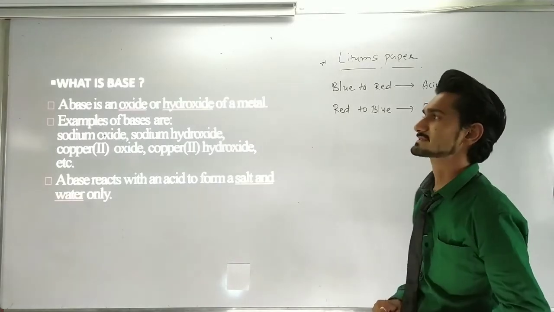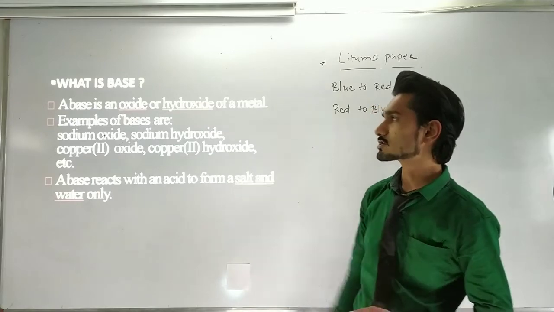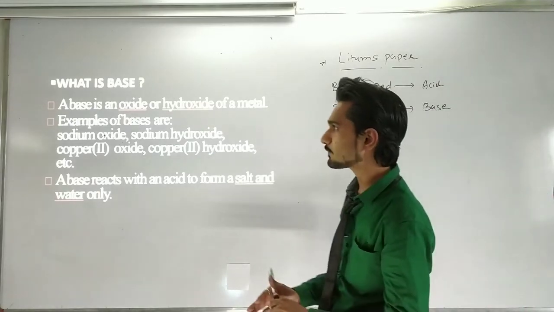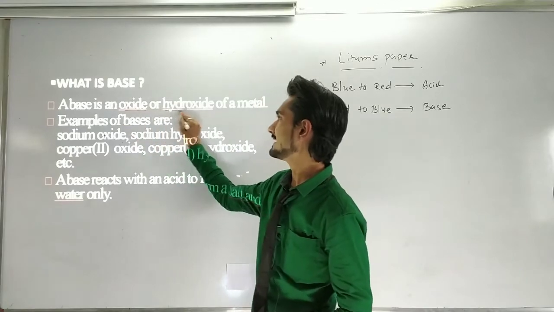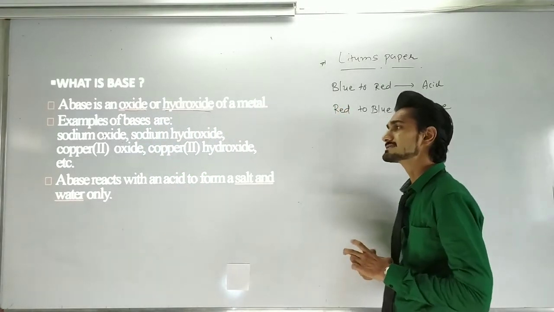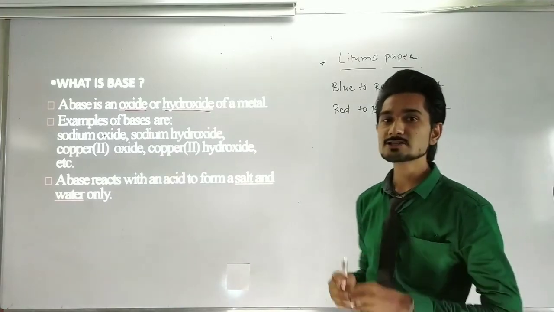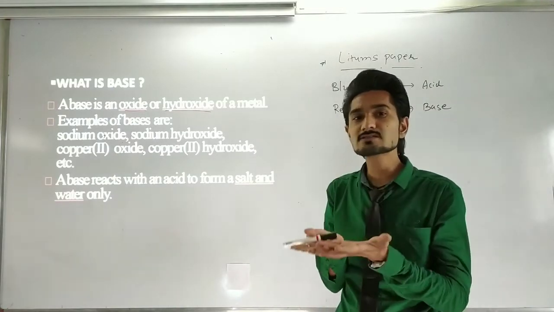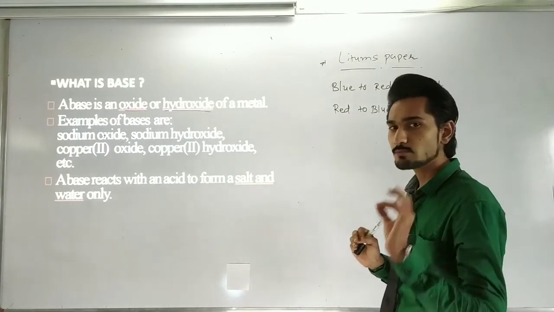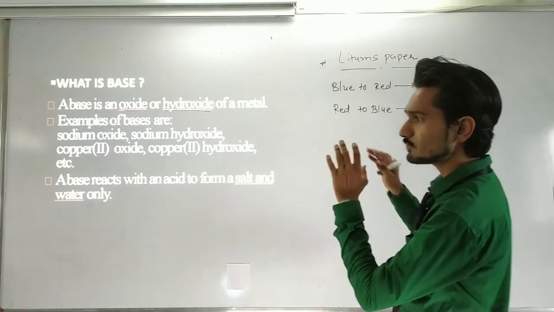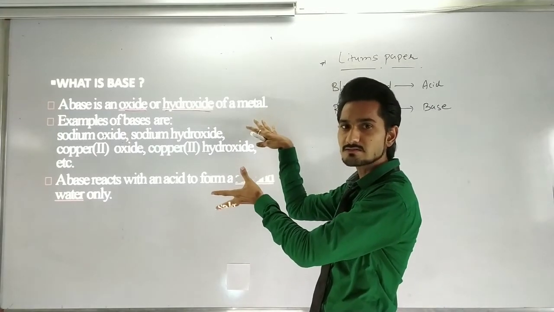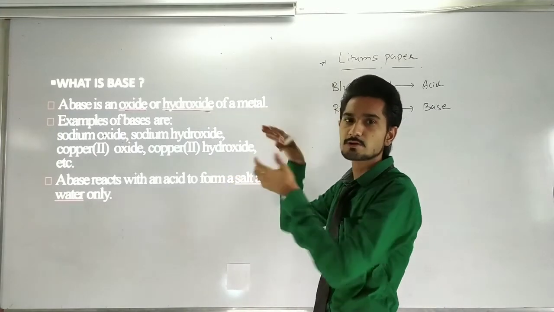Now what is a base? Generally a base is an oxide or a hydroxide of a metal. You can see the bullet points here: oxide and hydroxide of metal. So what it defines is that whenever I join these metals with hydroxide, you have to pay proper attention here, because once you understand this topic, it will be very easy for you. Otherwise it will be a more complicated topic for you.